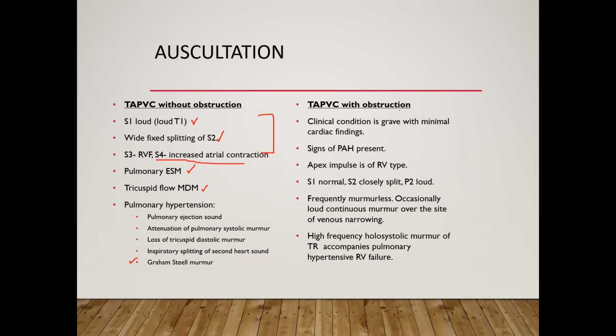If you see TAPVC with obstruction, the clinical condition is grave with minimal clinical findings. Early presentation of PH is present. Apical impulse is RV type because of PH. S1 is normal with a closely split P2 that is loud. Frequently murmurless. Occasionally loud continuous murmurs over the site of venous narrowing may be present. There may be a high frequency holodiastolic murmur suggesting TR, on the background of pulmonary hypertension and RV failure.